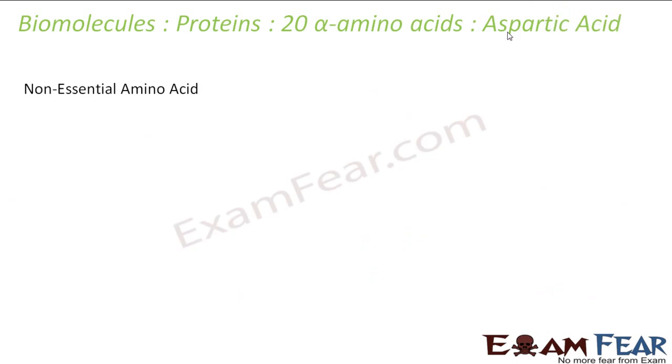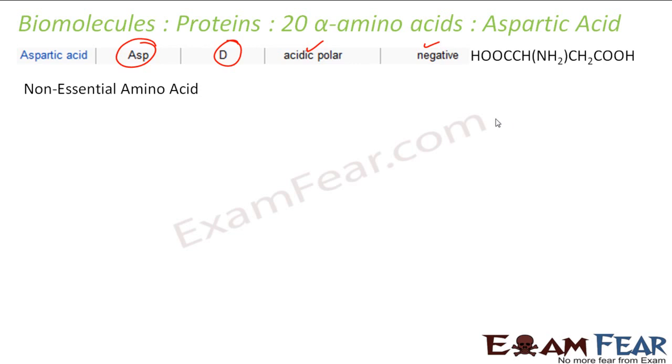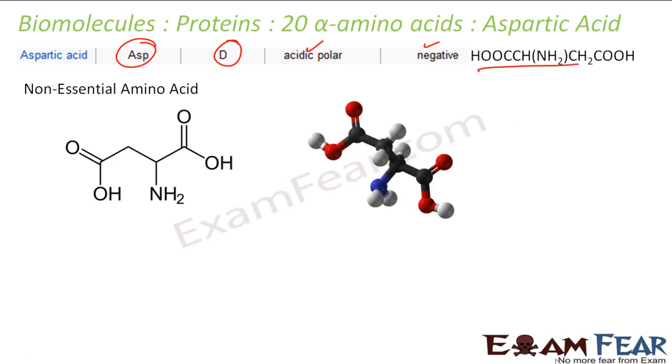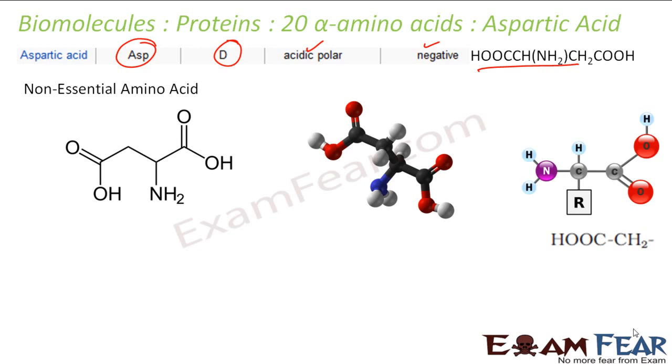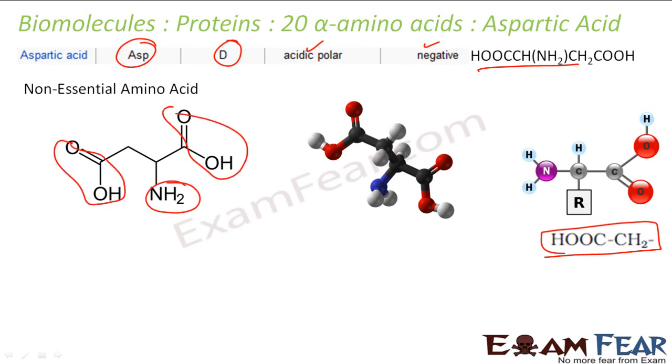The next is aspartic acid. 3 letter for aspartic acid is ASP, 1 letter is D, it is acidic and it has negative charge. This is again a non-essential amino acid. Our body can produce this. This is the molecular formula. This is the structure of aspartic acid. If you compare with the general formula, this R is nothing but COOHCH2. So now if you see, there are 2 COOH and only 1 amine group, right? 1 amino group and 2 acidic groups. So it is acidic.